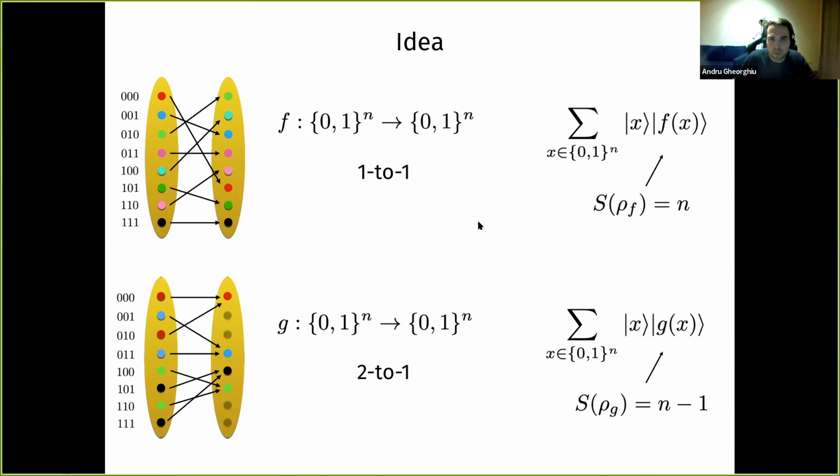Of course, if you have classical circuits that implement these functions, you can also come up with quantum circuits that generate these states where I'm taking the equal superposition over all inputs. If you trace out either of these two registers of the state, the remaining register will have entropy n in the 1-to-1 case and entropy n-1 in the other case. And so the general idea is that if you can estimate entropy to within an additive error of, say, 0.1, then you'd be able to tell, if I give you such a function and you implement this circuit, whether you were given the 1-to-1 function or the 2-to-1 function.